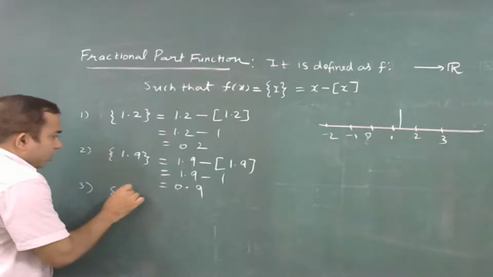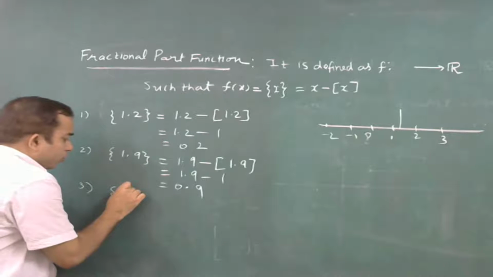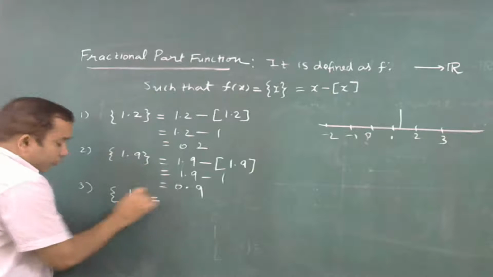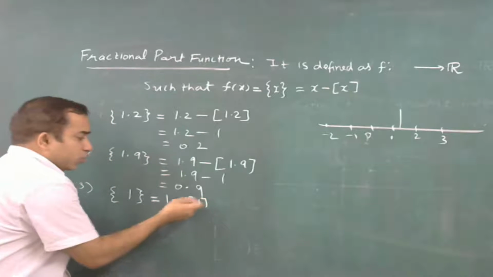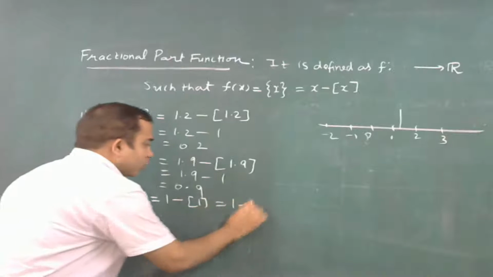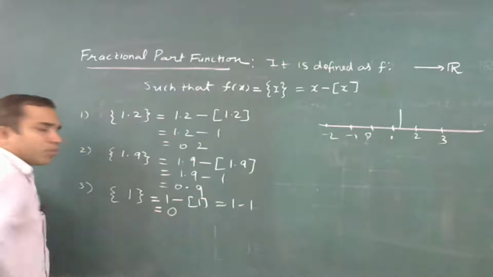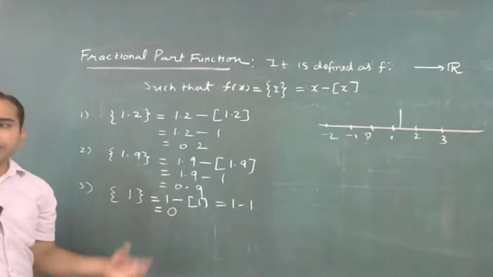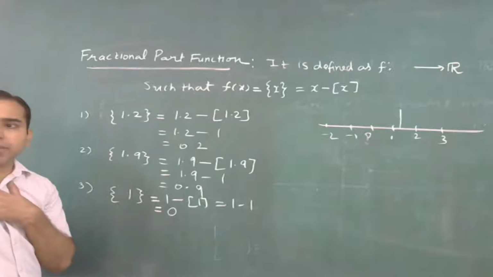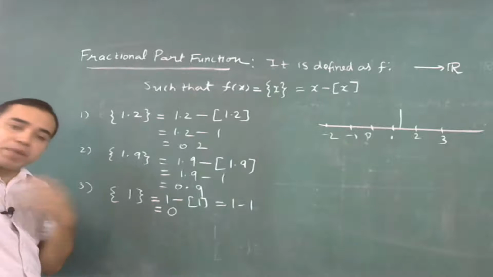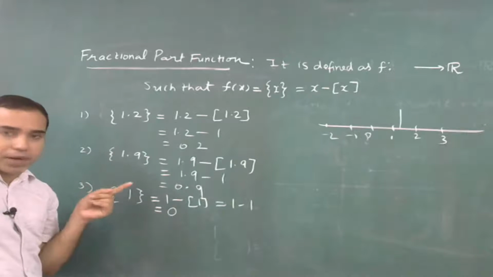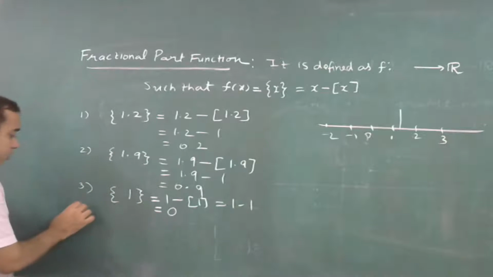और ट्राई करते हैं ग्रेटेस्ट ऑफ 1. So fractional part of 1 will be 1 minus greatest integer of 1, which is 1 itself. So it will be 1 minus 1, which is 0, है ना. मतलब अगर नंबर इंटीजर है, नंबर अगर इंटीजर है तो उसका फ्रैक्शनल पार्ट 0 होगा. करेक्ट. ओके, और ट्राई करता हूँ नेगेटिव्स के साथ.